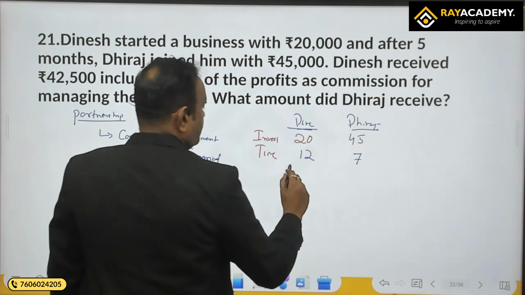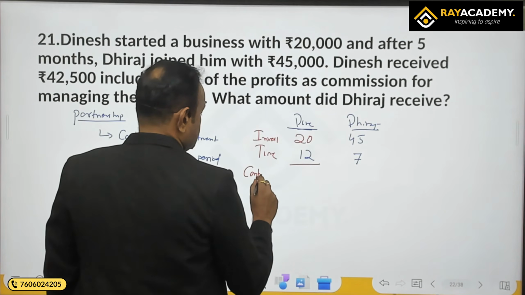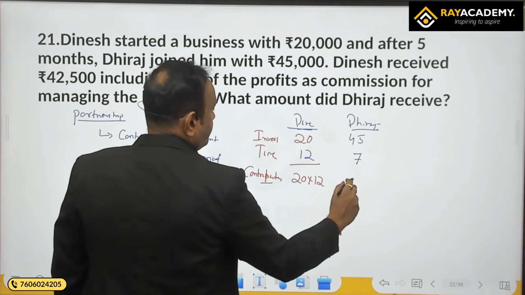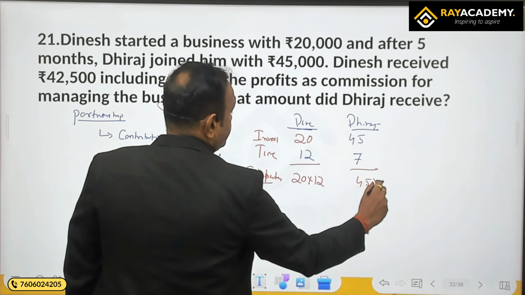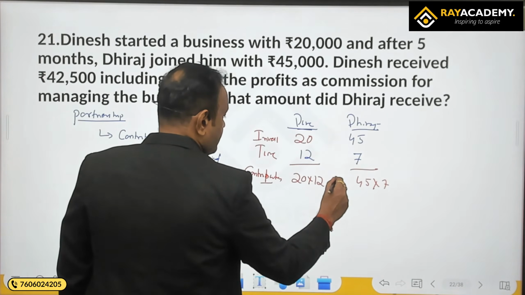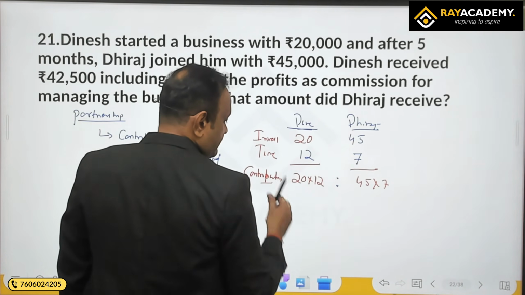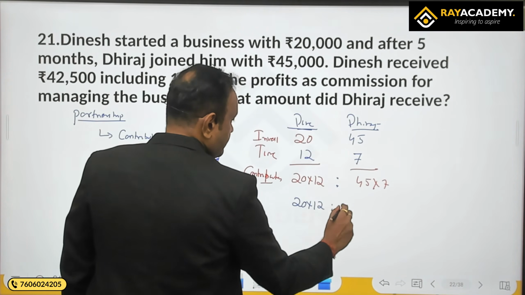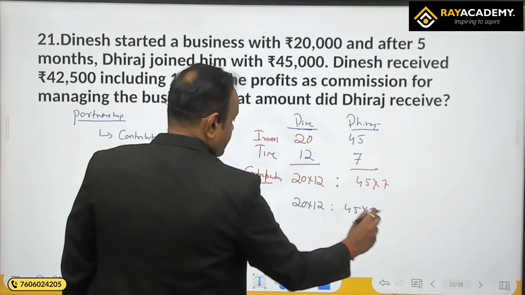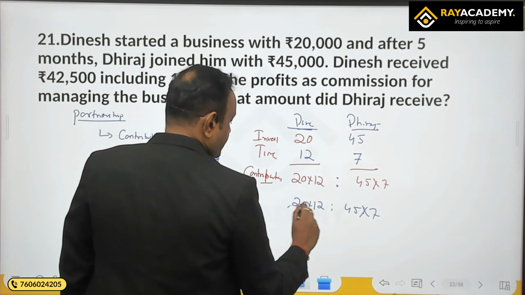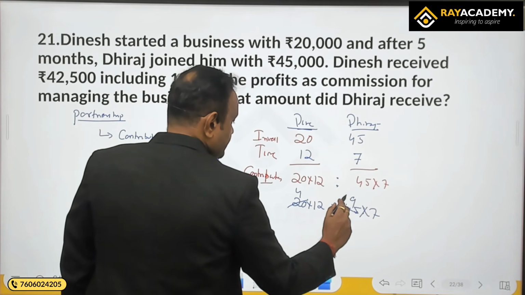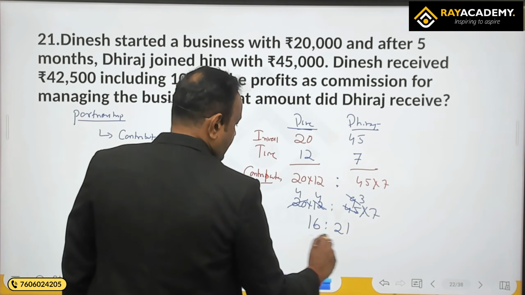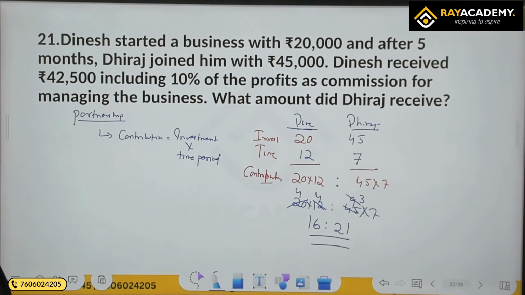So the contribution will be 20 multiplied with 12, and this is 45 multiplied with 7. So the contribution ratio will be 20 into 12 is to 45 into 7. Dividing by 5, then 9 and 3, we get 16 is to 21. So the profit will be divided in the ratio 16 is to 21.